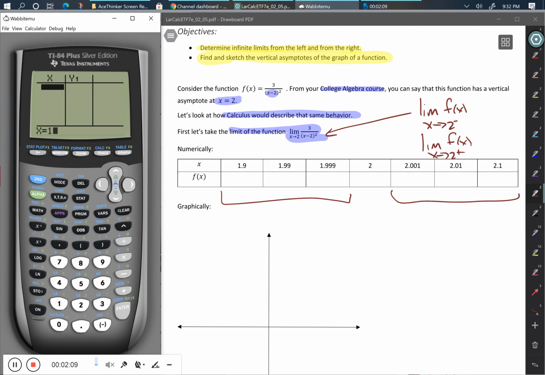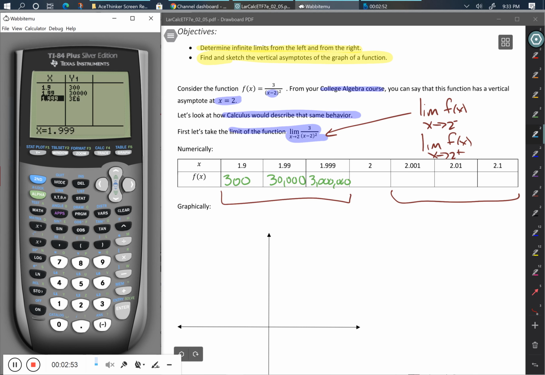Okay. And I'm going to plug in those x values, 1.9, 1.99, 1.999, and we're going to see what happens. And it looks like we get 300. And then, is that 30,000? And then 3 times 10 to the 6, because that e right there is scientific notation, or 3 million. So it appears that as we approach 2 from the left, the f of x, the y values, just keep getting bigger and bigger and bigger.